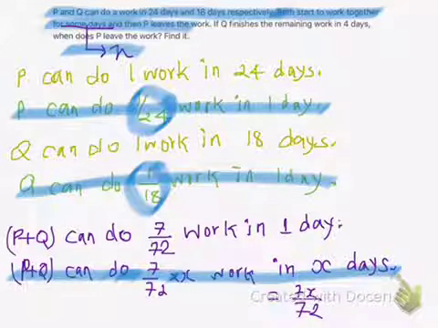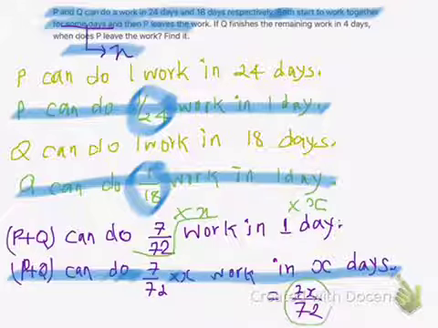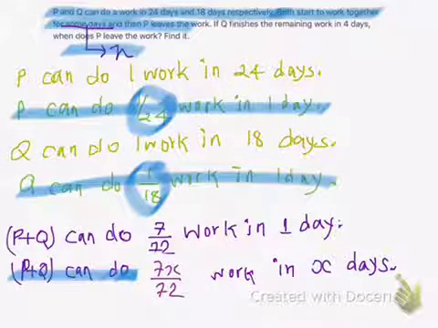To find it, we can just multiply X on either side. Over here we can multiply 7 by 72 times X, and also for one day we can multiply it with X to find the work P plus Q can do in X days. So it will be 7X by 72 work in X days that P plus Q can do. But we know that after working for X days, P leaves the work.